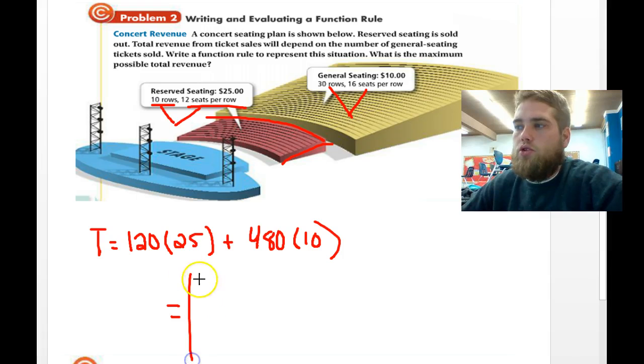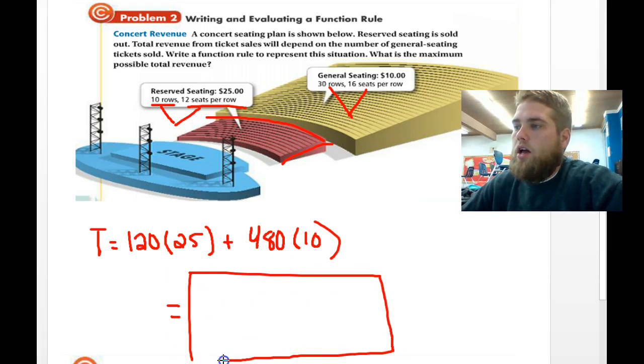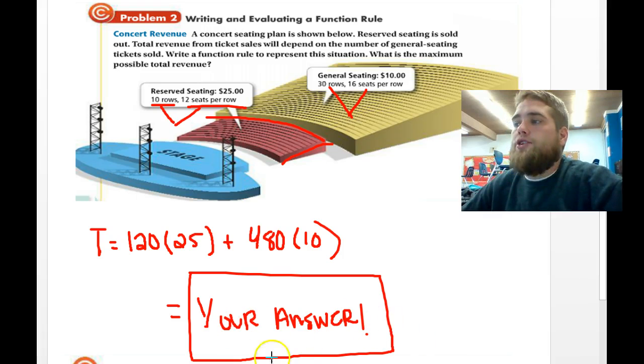So on your notes, I want you to draw this box here, and you need to have your answer here. So your answer goes there. And if you don't write your answer, I know you didn't watch it.